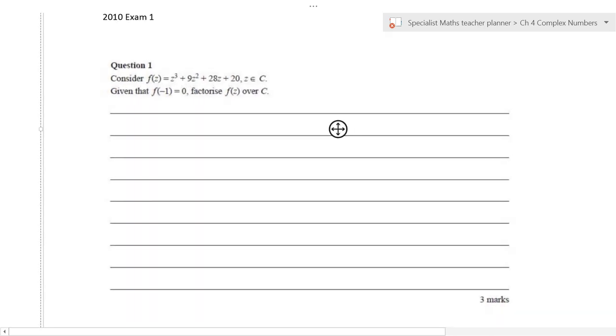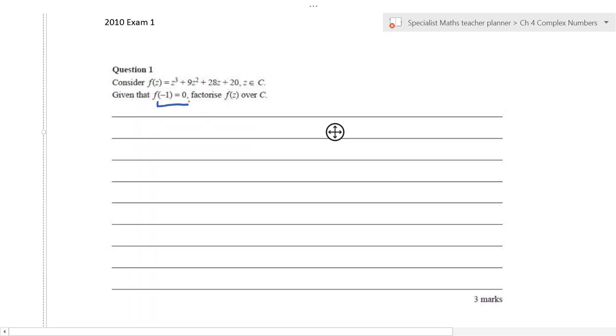Now it says here f of minus 1. That means that z plus 1 is a linear factor. This is the way I would do it: I would have z plus 1 times, and we know that we're going to have a z squared, and we know that we're going to have a 20. So I'm actually going to factorize this by inspection.